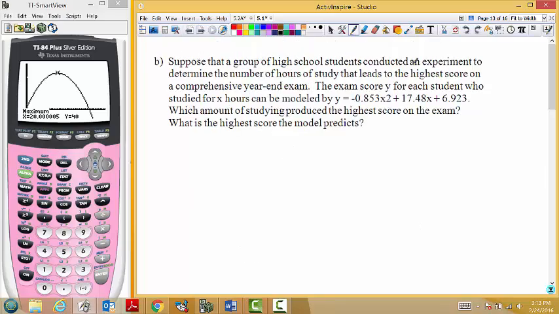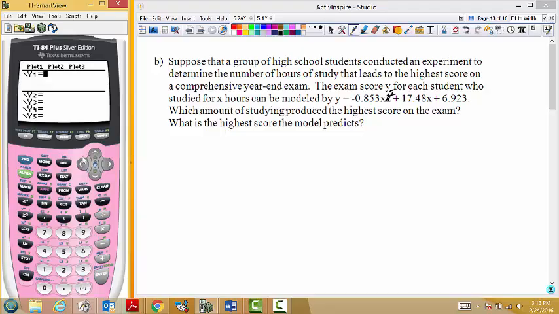Alright, suppose a group of high school students conduct an experiment to determine the number of hours of study that leads to the highest score. The exam score for each student who studied for 8 hours can be modeled, and that's supposed to be squared, not times 2 squared. Which amount of studying produced the highest score on the exam? What is the highest score the model predicts? So all it wants us to do is graph it and find the max.